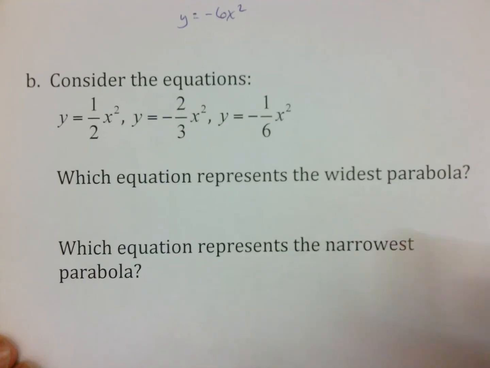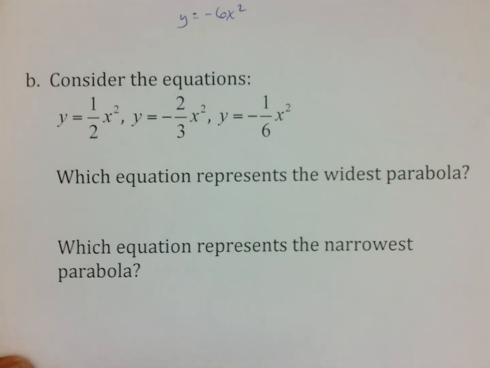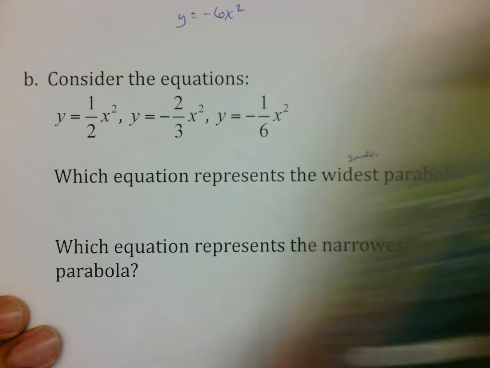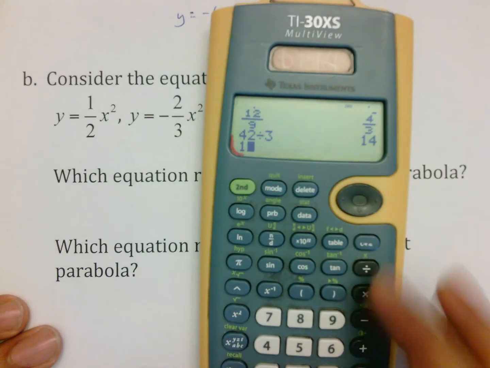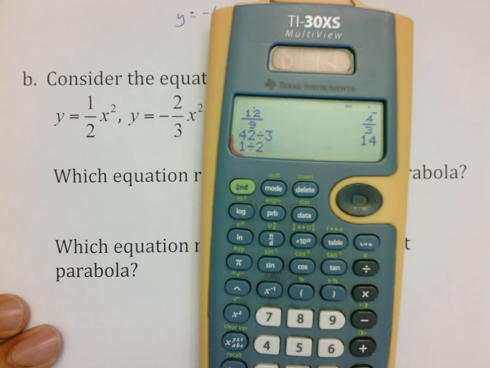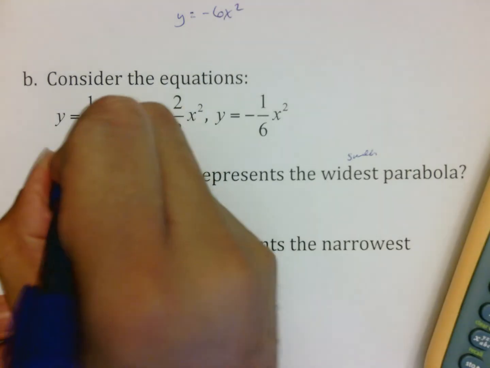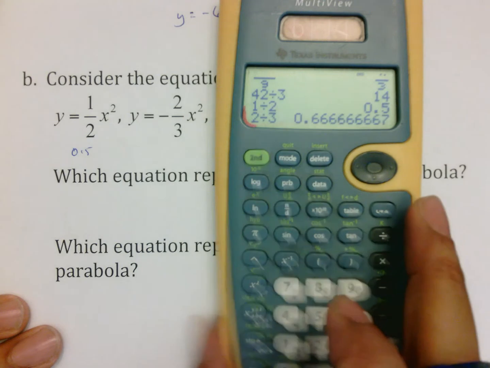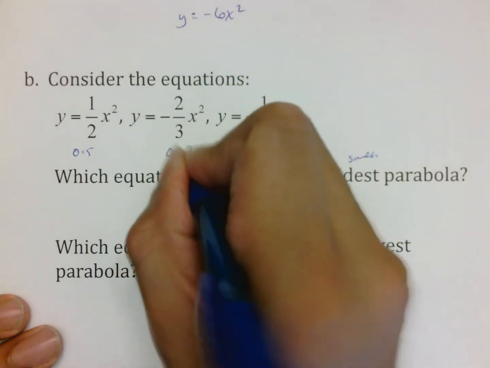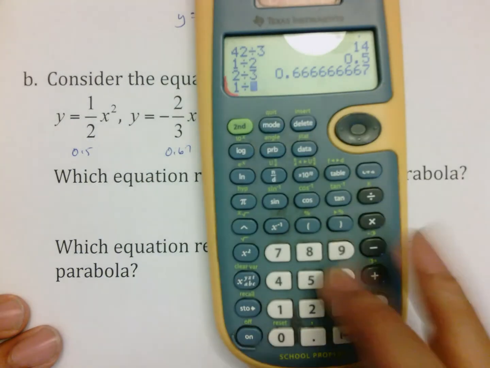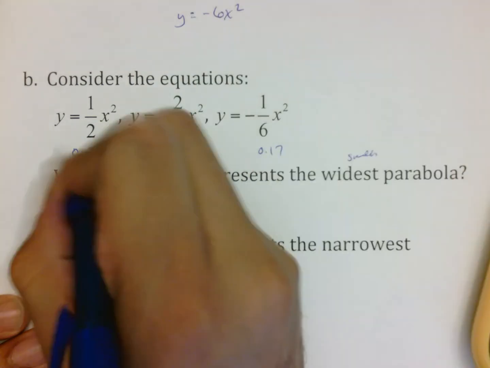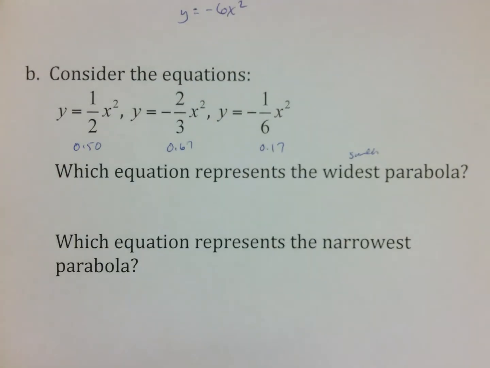Then you'll see some with fractions. The fraction ones are the ones where you have to do your work. But again, it wants to know which one represents the widest. Again, that is the smallest number. And so what you will want to do, and I know some of you won't do it because you just like to do things your way, is you'll want to convert these into decimals. So this is 0.5. And again, I don't care about the sign. 2 divided by 3 is 0.67. And 1/6 is 0.17.